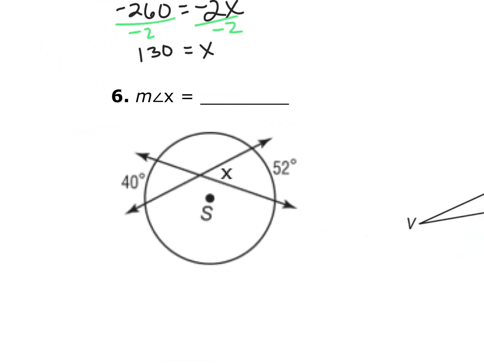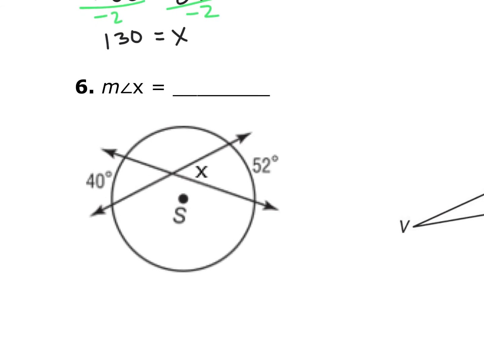Okay, the next one, X. This angle is inside our circle, so the angle is equal to half of the sum of the two arcs. And so what happens is our angle and the vertical angle, which are equal, both have intercepted arcs, so we're going to use those.